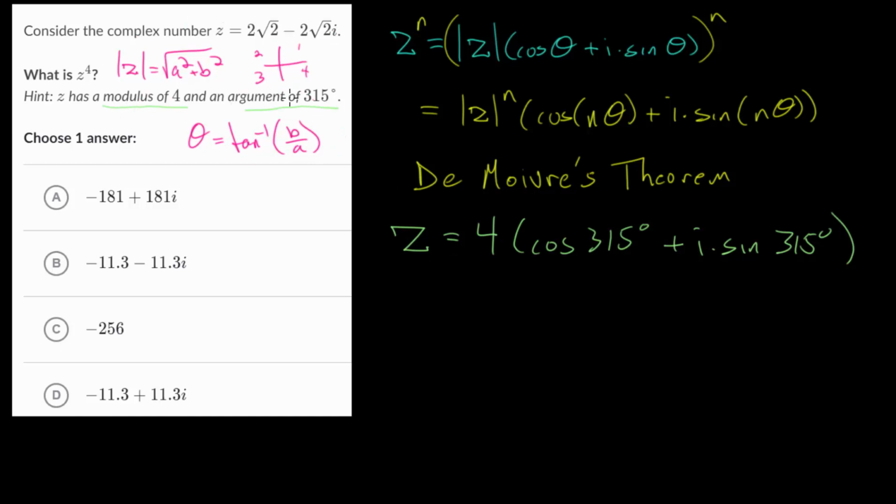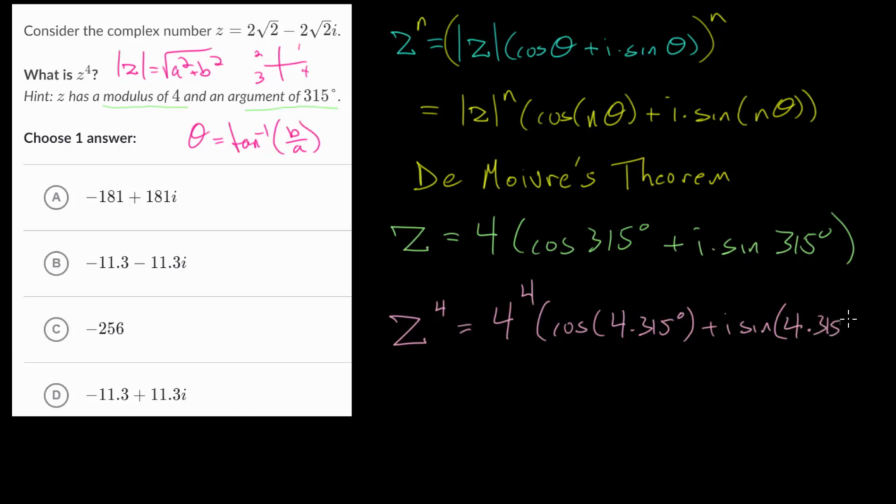But since we already know both the modulus and the argument, we can just immediately apply our polar form, and we are raising our complex number z to the 4th power, meaning that we will take its magnitude and raise that to the 4th power, and we will take the angle and multiply that by 4. So we get the cosine of 4 times 315 degrees plus i times the sine of 4 times 315 degrees. And at this point, we just need to simplify everything.